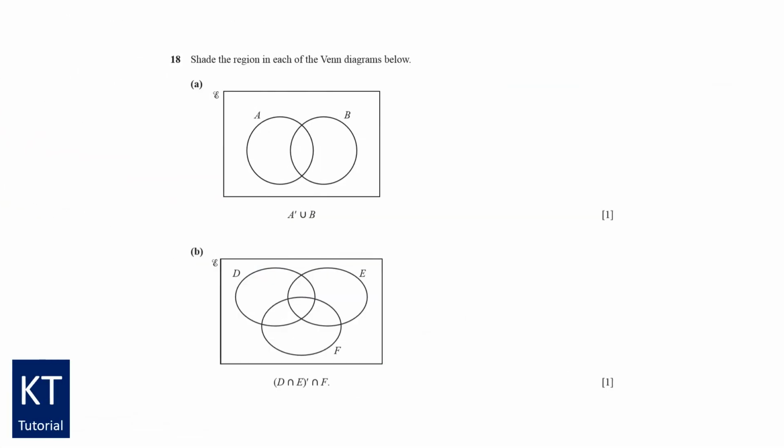Question 18. Shade the region in each of the Venn diagrams below. The shaded diagram represents the union of the complement of A and B. Next, shade the region for question 18b. The second shaded Venn diagram represents the complement of D, E and F.